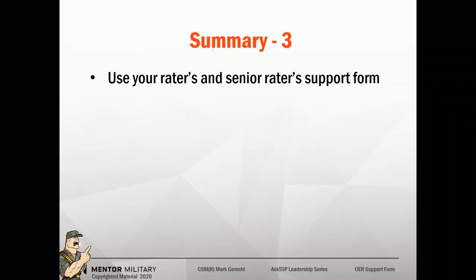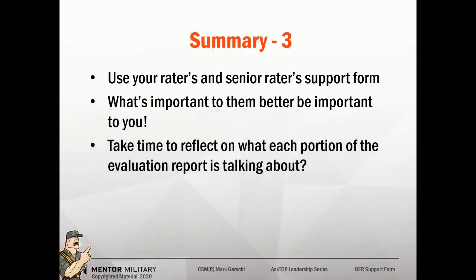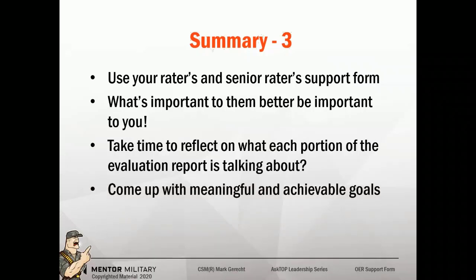Use your rater and senior rater support form. What's important to them better be important to you. Take the time to reflect on what each portion of the evaluation report is talking about so that you can develop your objectives, so that you can come up with some good achievements. It's incredibly important that you reflect upon those definitions. Google them. Go out and look for support forms that have already been completed on Google. Look to your peers and your superiors. Come up with meaningful and achievable goals.